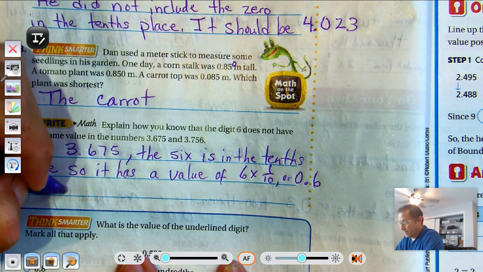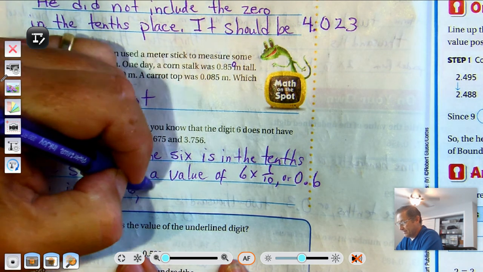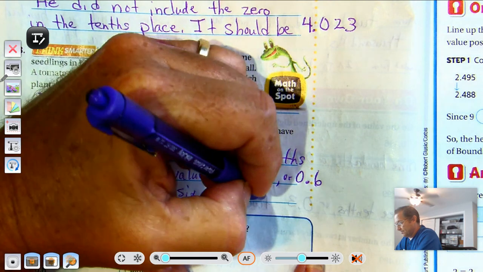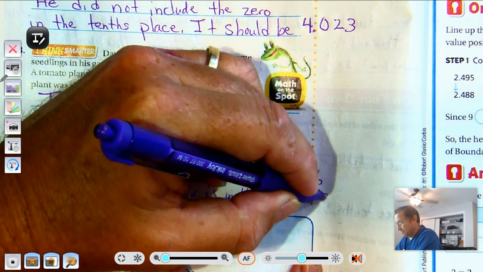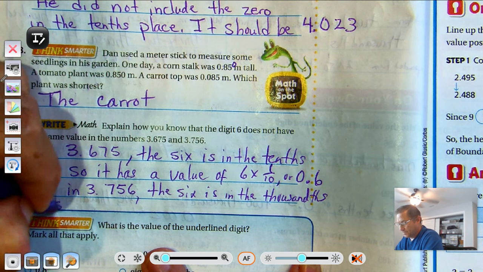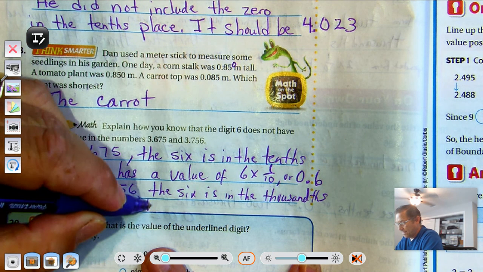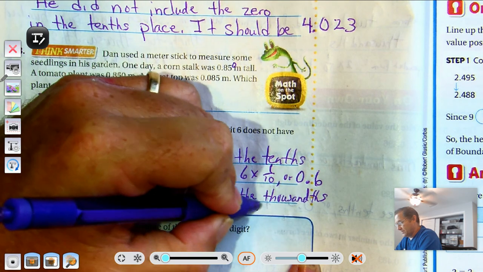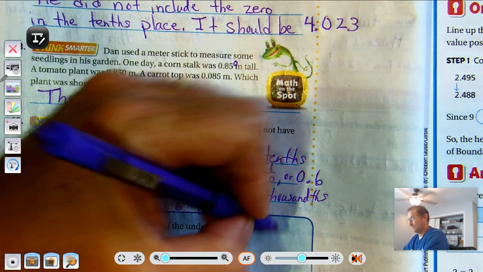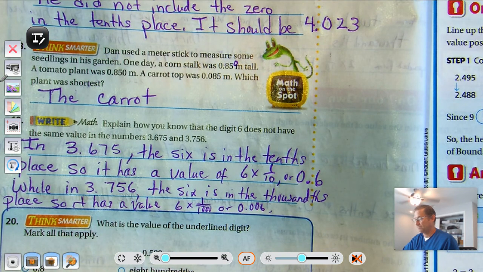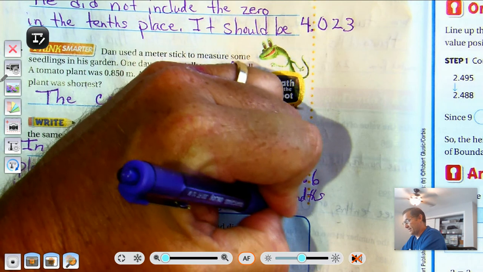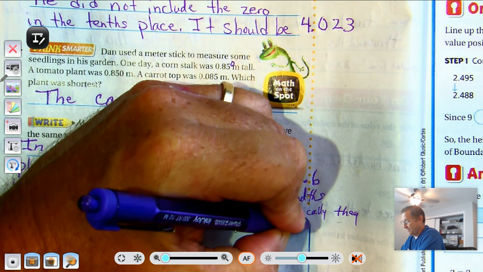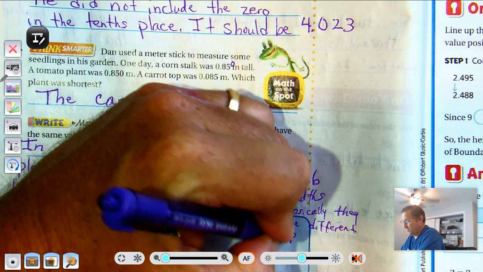While in 3.756, the 6 is in the thousandths place. So it has a value of 6 times 1/1000, or 0.006. Basically, they are in different place values. They have different place value positions.